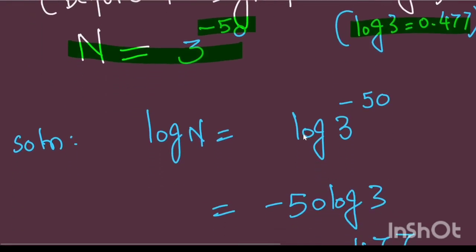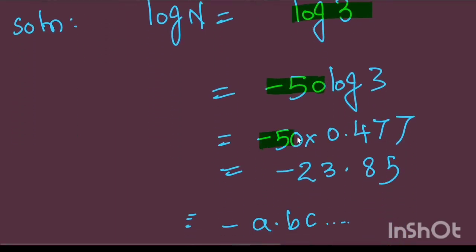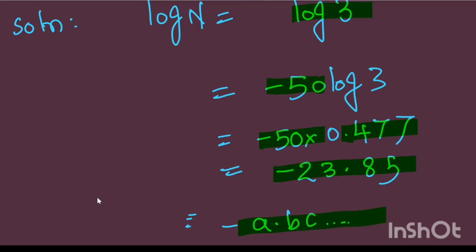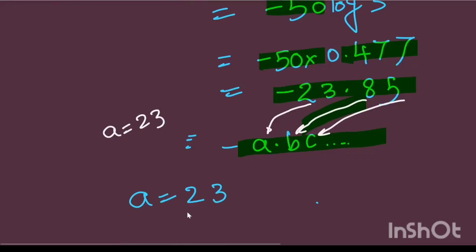Taking log, minus 50 comes down in multiplication. Minus 50 into the value is minus 23.85. So minus a point b c d, we will compare it to this, means a is what? See, b is 8, c is 5, they are whole numbers. So a is what? A is 23, guys. A is 23. So answer is what? 23 only. Okay, answer is 23 only.